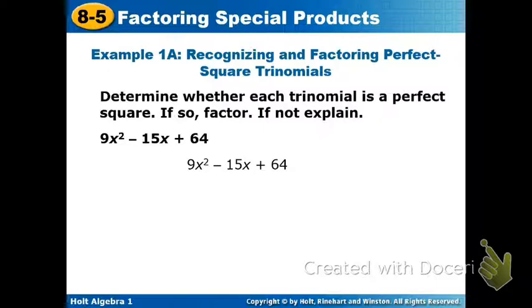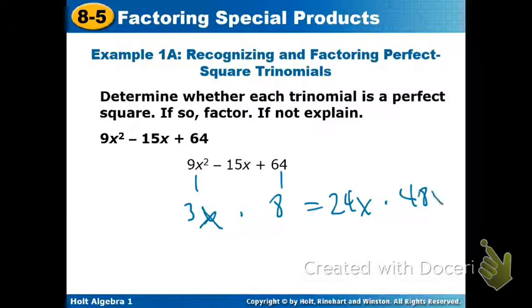So let's try it. What's the square root of 9x squared? 3x. What's the square root of 64? 8. Now let's see if our pattern works. If we multiply those together, we would get 24x, and then if we doubled it, we would get 48x. Is that our middle term? No. So would this be considered a perfect square trinomial? No.